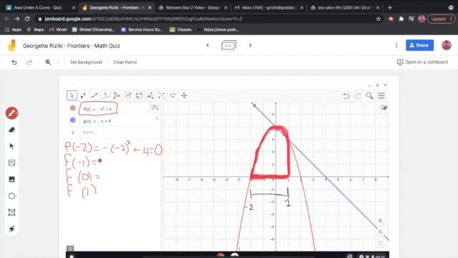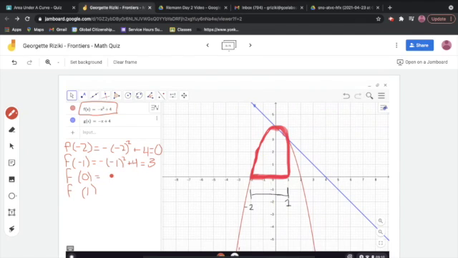And then we have -1 squared plus 4. I believe this is going to give us a +1. Wait, I don't want to make any mistakes, so I'm going to go ahead and plug this into my calculator. Okay, it is -1. So -1 plus 4 is 3, +3.